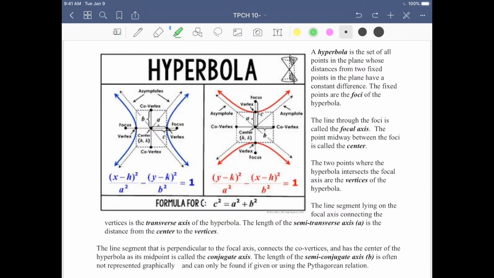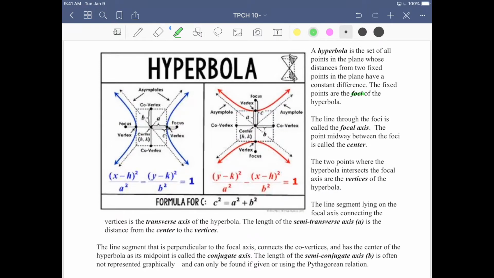A hyperbola is the set of all points in the plane whose distances from two fixed points in the plane have a constant difference. The fixed points are the foci of the hyperbola. The line through the foci is called the focal axis. The point midway between the foci is called the center.